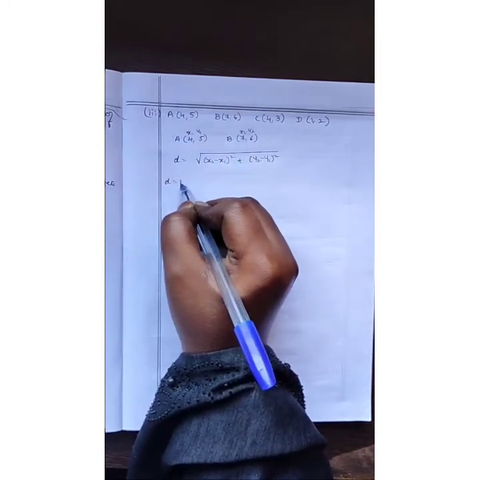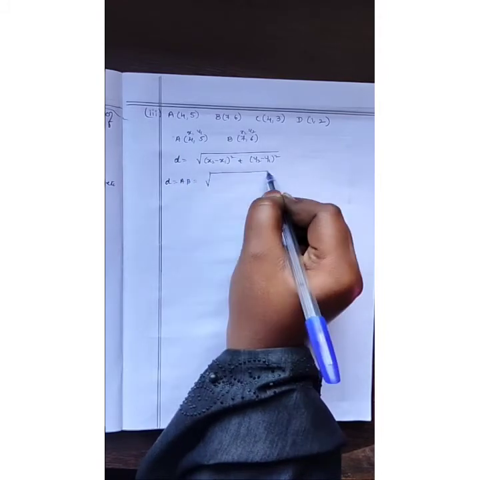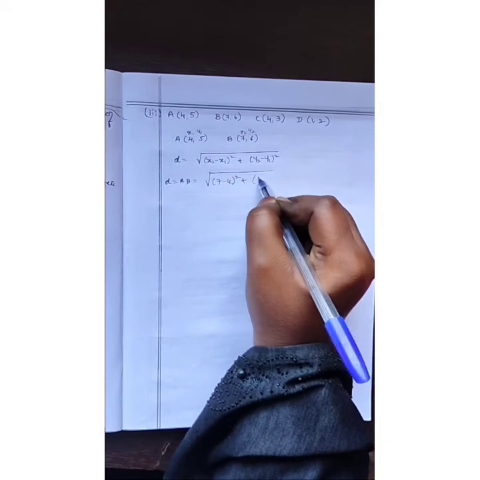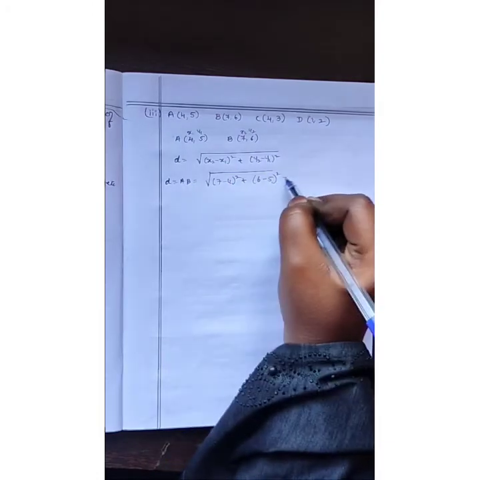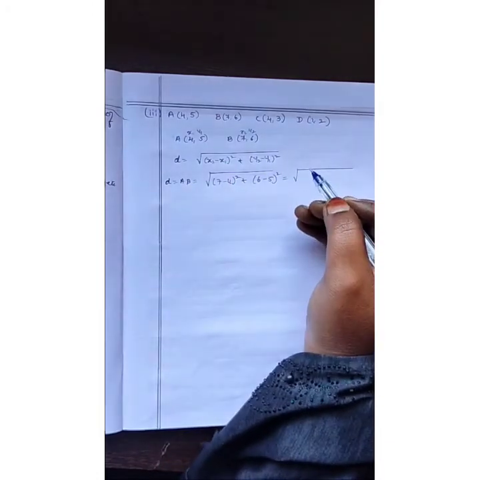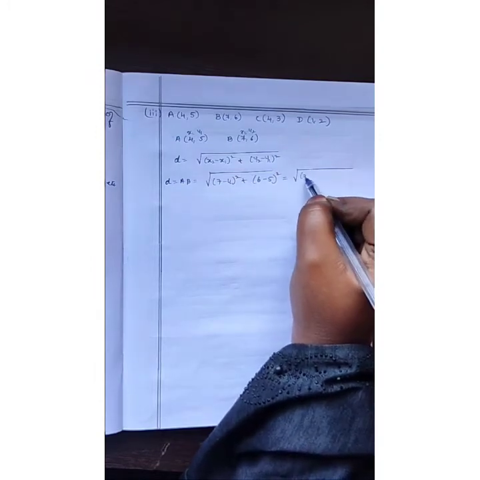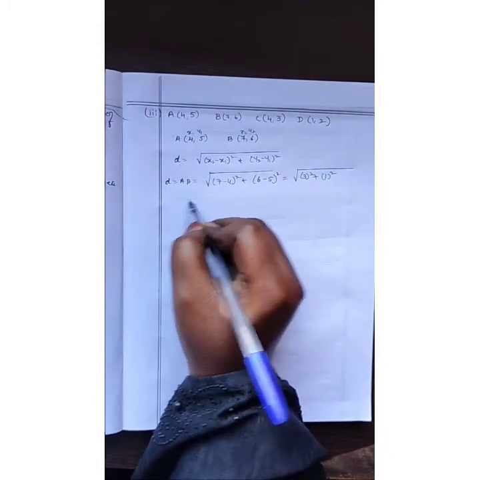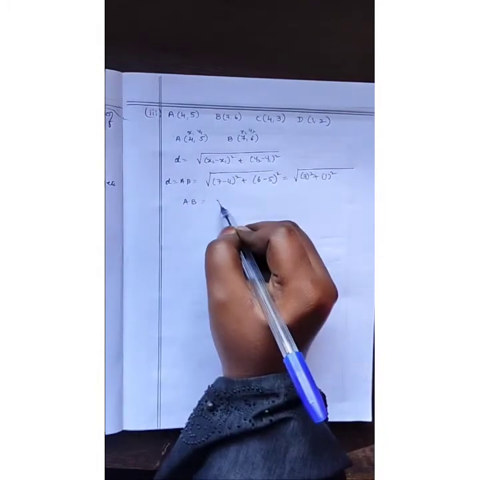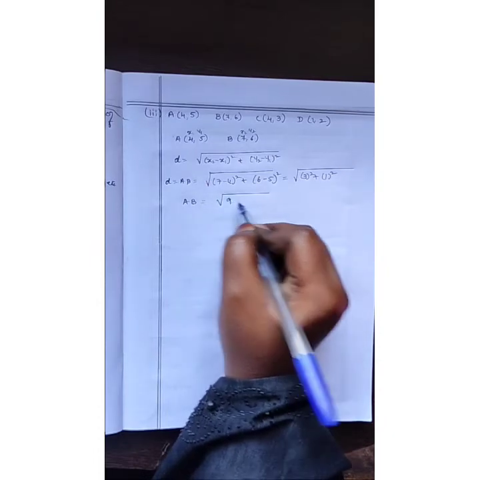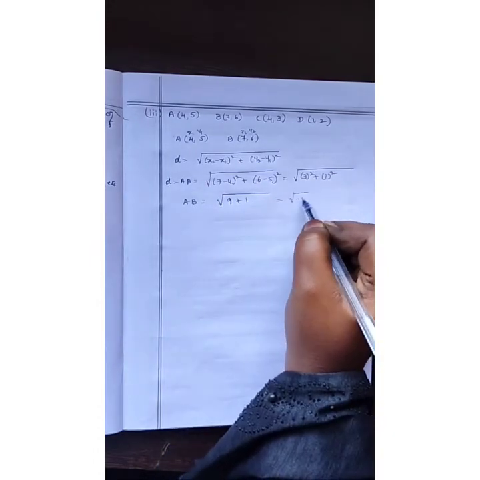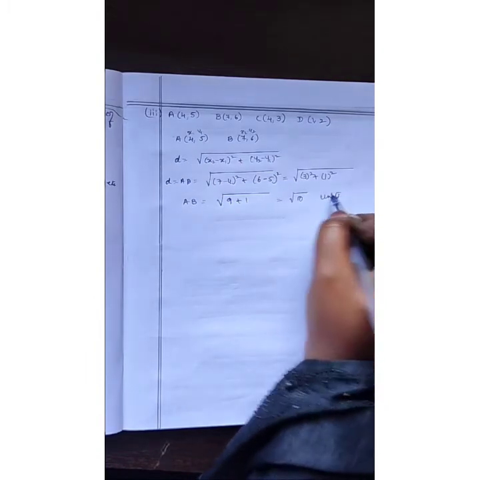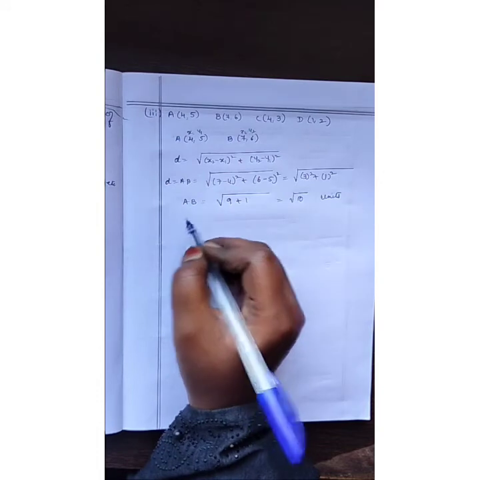AB equal to, x2 value is how much? 7. x1, 4, whole square. y2 value is 6. y1 value is 5. Okay. 7 minus 4, how much will you get? 3. 6 minus 5? 1. Okay. Then AB equal to root of 3 square value 9, 1 square 1. 9 plus 1, how much will you get? 10. Then AB value is how much? Root 10 units.